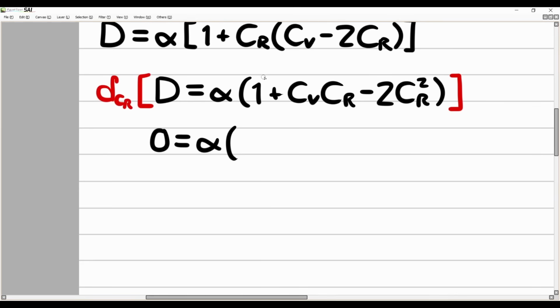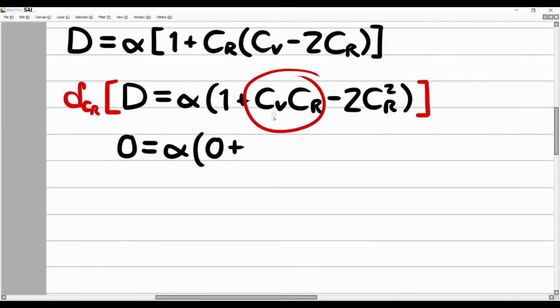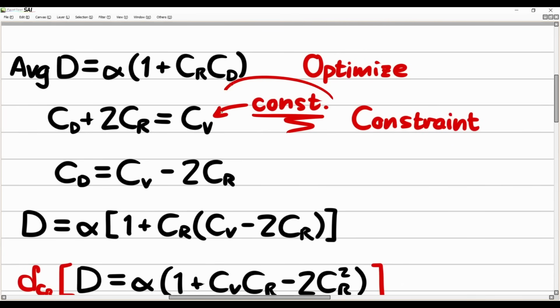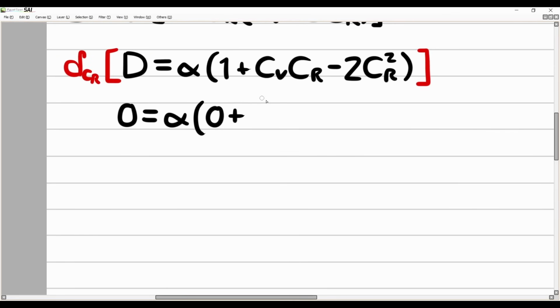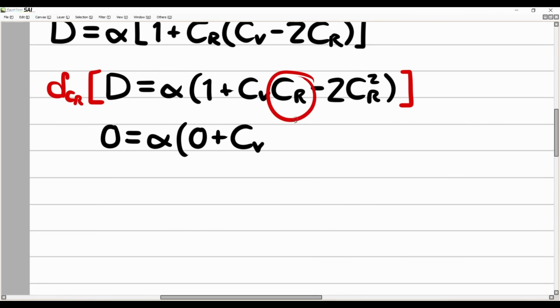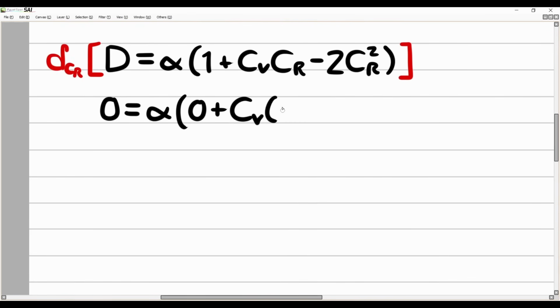The derivative of 1, well, that's a 0, so we have a 0 here. The derivative of CV times CR with respect to CR, well, the CV is constant by our constraint, so that will be factored out, and then you'll be left with the derivative of CR, which will just be equal to 1.